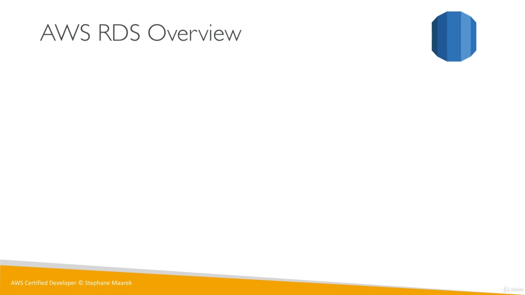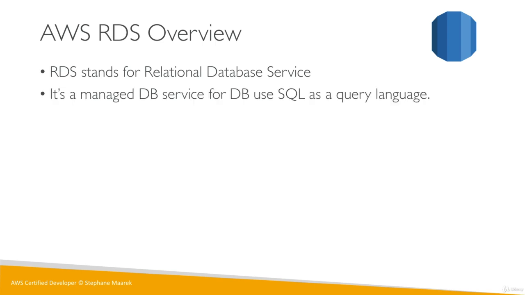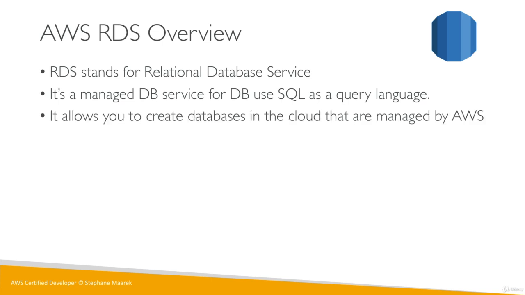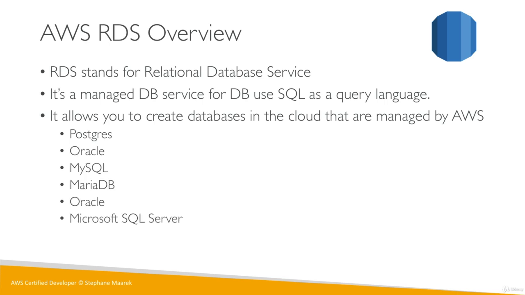Now let's learn about the database service of AWS called RDS. RDS stands for Relational Database Service, and it's basically a managed database service, so your DB is managed by AWS and you can use SQL as the query language. It allows you to create databases in the cloud and have them managed by AWS, so you don't have to do much. The databases you can create are Postgres, Oracle, MySQL, MariaDB, Microsoft SQL Server, and Aurora.